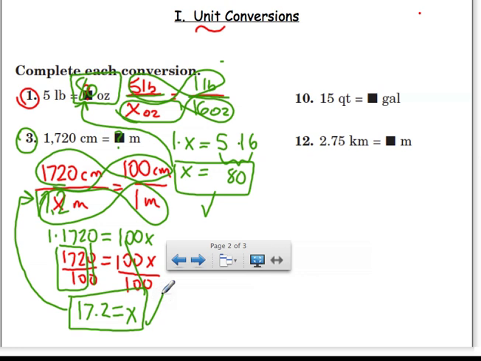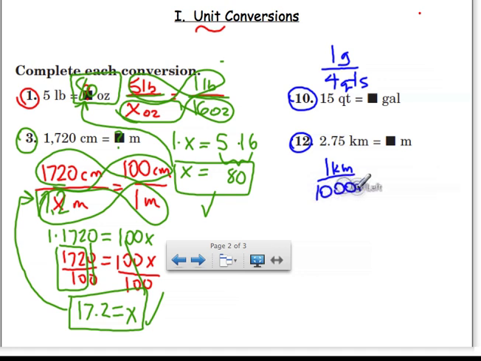Okay, at this point, we're already getting to guided practice. I'd like you to complete 10 and 12. But before you do, I'm going to give you the hint to say that for these problems, it's going to help if you know that for number 10, 1 gallon is the same thing as 4 quarts. And for number 12, that 1 kilometer is the same thing as 1,000 meters.